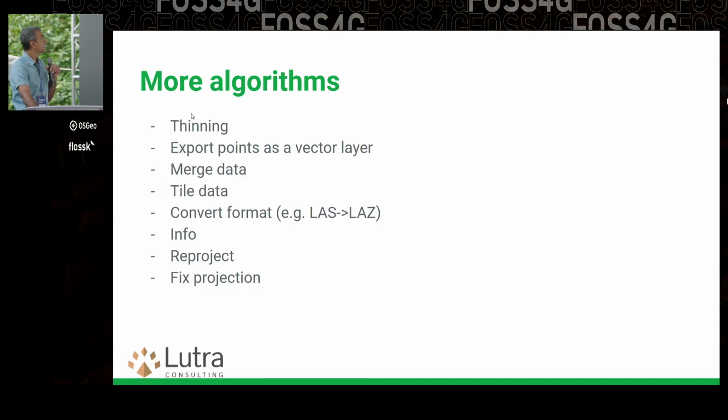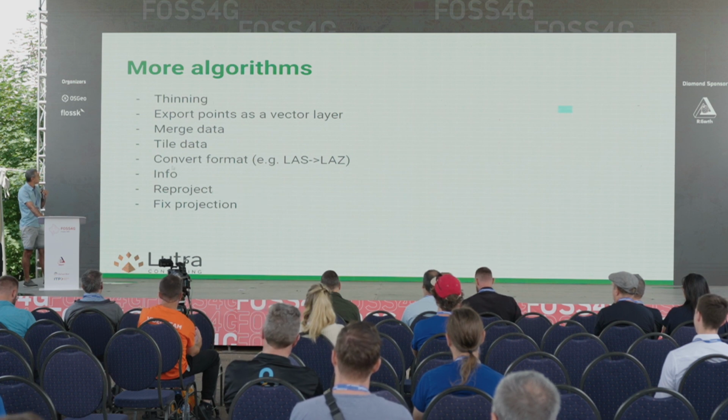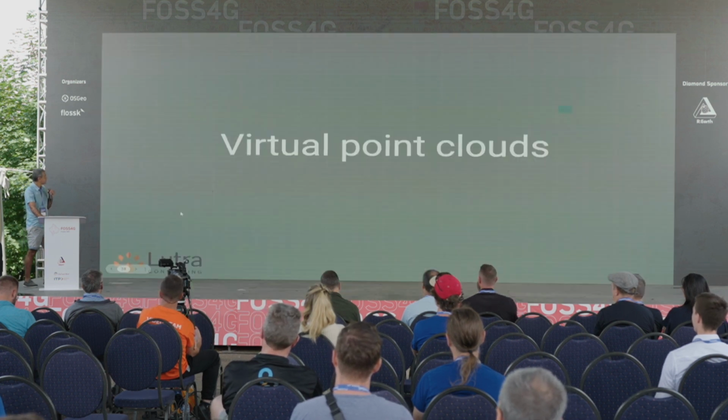And there are some others like thinning. So if you have a very large coverage of the point cloud and you want to have a resampled version to give an overview, you can create a thin version of that. You can export that as a vector layer. You can merge data and also tile data. So if you have a large coverage, again, you want to have them in 100 meter by 100 meter or kilometer by kilometer, you can do that. Fix projection, conversion, they are self-explanatory.